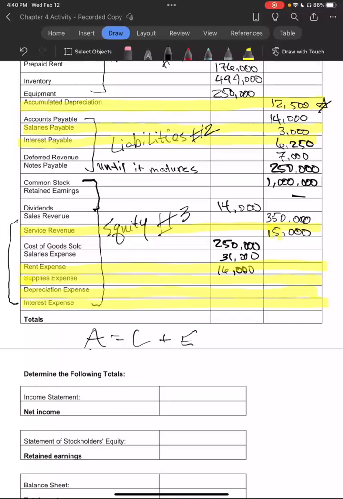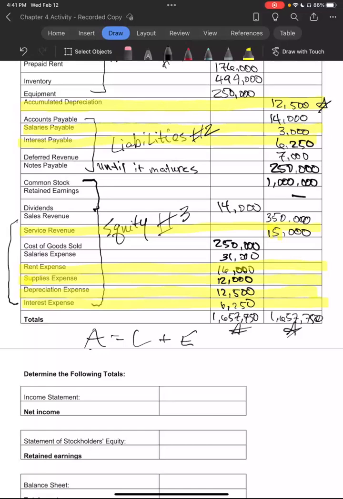So the supplies expense, we had $12,000 worth of expense. Depreciation expense, we had 12,500 of. Okay. And then our interest expense, we had $6,250. If we add those all up, what you end up getting is $1,657,750 on both sides. Okay. So here we can see our debits equal our credits, and we are pretty happy about that.